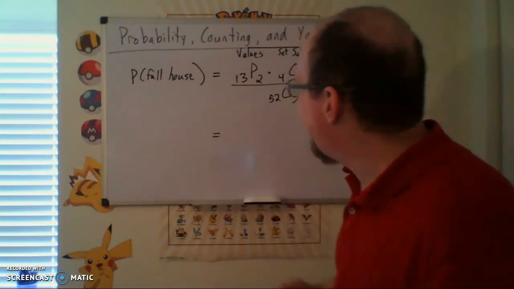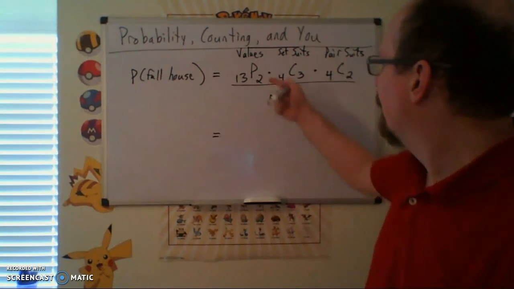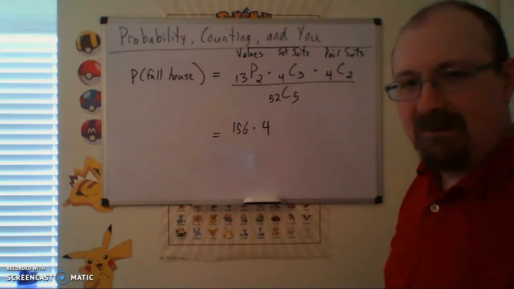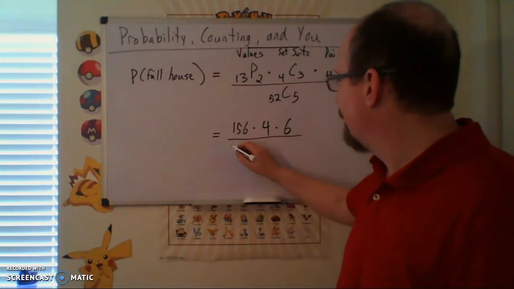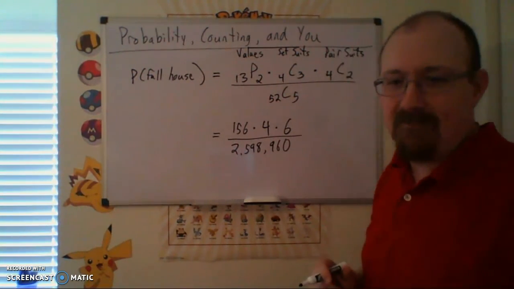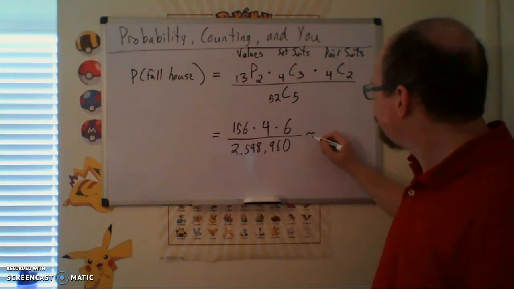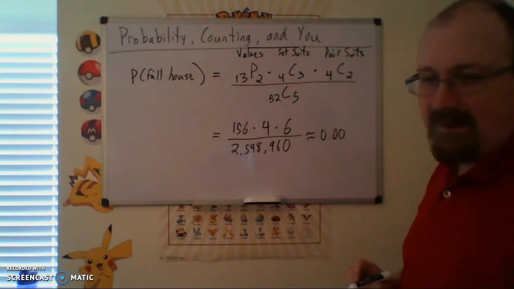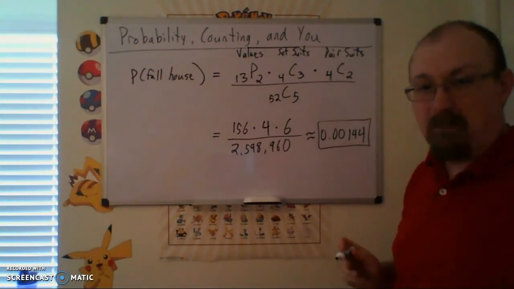All right. So now, arithmetic time, or calculator button pressing time, if you prefer. This thing gives me 156. 4C3 should be 4. 4C2 gives me 6. And then the bottom is that big multi-digit abomination from earlier, 2,598,960, assuming I wrote down all my digits right. And I'm pretty sure I did. Okay. So now, what does this end up working out to give us? I got 0.00144. So that probability is smaller.